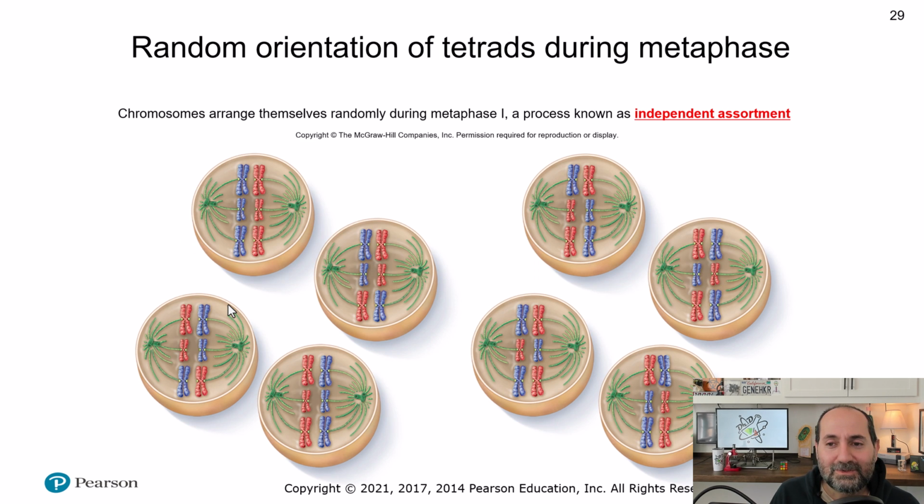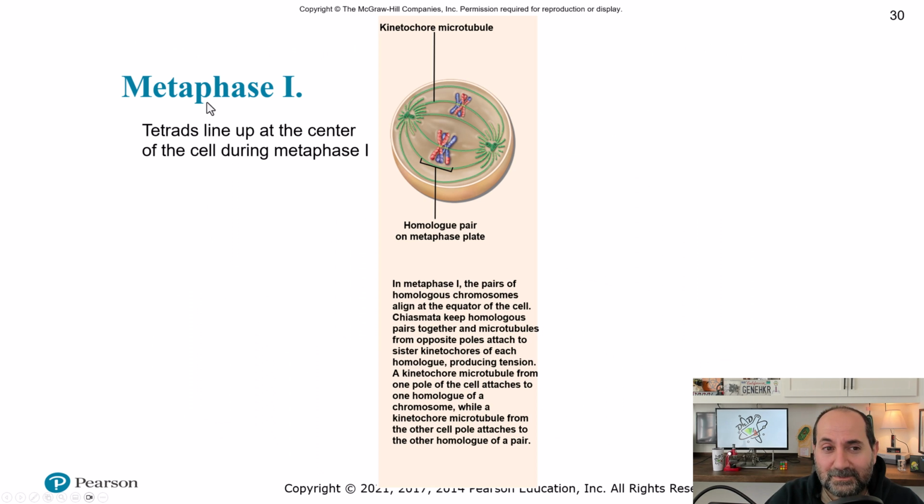And that does what? Remember, that increases genetic variability. And this ability for the tetrads to line up randomly, giving you such genetic variability, is known as independent assortment. Why? Because these tetrads assort independently of one another. Each has a 50-50 chance of having the paternal homologs on one side or the other. All right, that about sums up what happens during metaphase I, but now we're ready for anaphase I.